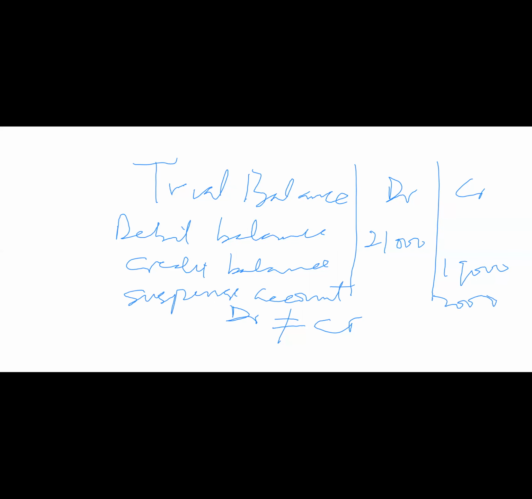So when you write the suspense account, just calculate everything, which is 21,000, then 21,000, 21,000, 21,000. Do you understand what I'm saying now? Yes, sir.